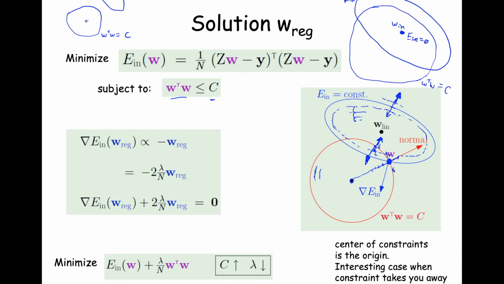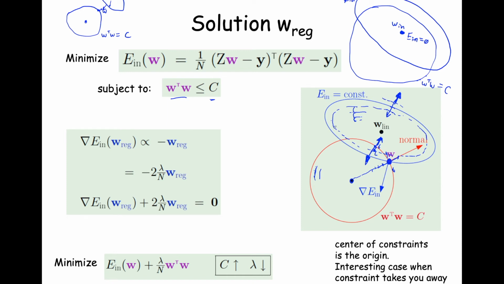Okay. So in that case, what's going to happen? Well, the best you can do is going to be this solution, right? That's going to be your W. And your gradient of En is going to be this way, and your normal is going to be that way, right? Essentially, your constraint will tend to pull the solution further and further away from your WLin, and that's if your constraint is very small, right?